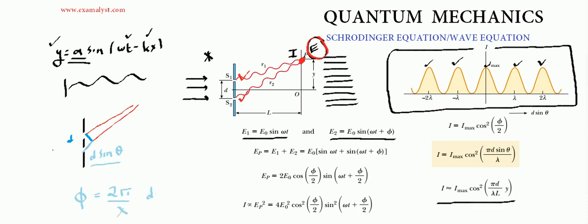So the path difference is d sine theta. So you understand that there is a path difference between the wave coming out of S1 and the wave coming out of S2. Since there is a path difference, there will be a phase difference, and that phase difference is reflected here in the form of phi. Now you tell me, where are the minus kx?